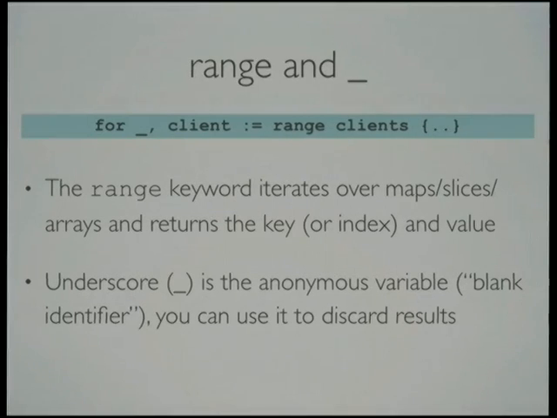But in this case, I don't care about the index. I don't need to get the 0, 1, 2, 3, 4, et cetera, because that's irrelevant. So I say underscore, which tells the compiler, I don't care about this. Don't create a variable for it. Just ignore it. This shows up in a couple of places. This is very common if you are calling a function and you want one thing back.